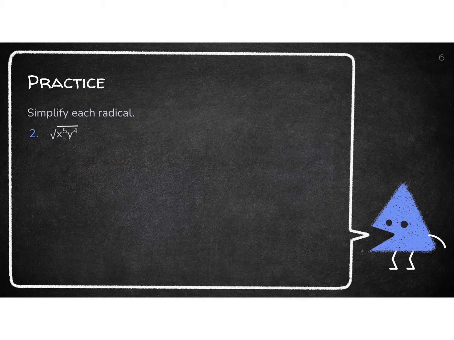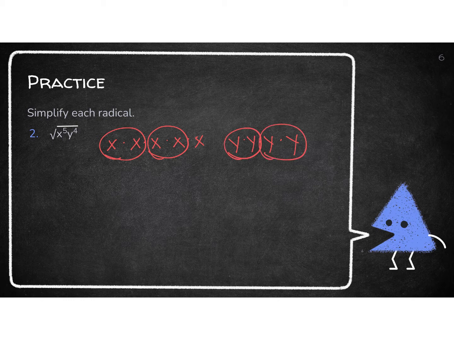Let's go ahead and look at this one. I have the square root of x to the 5th, y to the 4th. So we're going to write them out. x to the 5th tells me I have 5 x's, and y to the 4th tells me I have 4 y's. So we're going to circle pairs. Now, you cannot circle an x with a y. That's not a pair. I can circle a y with a y, though. So if I look at this, I have 2 circles for x's, so I'm going to have x squared, and then I have the square root of just x for that.